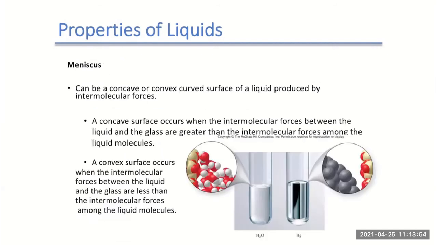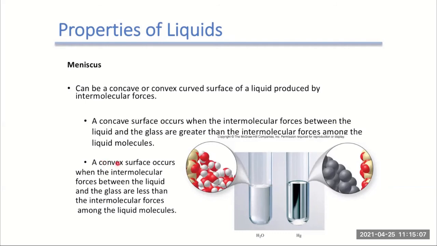And then looking at this meniscus. When we look at the meniscus, they can be two different shapes. Our meniscus can either be concave or convex, depending on the intermolecular forces. A concave surface occurs when the intermolecular forces between the liquid and the glass are greater than the intermolecular forces among the liquid molecules. So if we think about our water here, it makes a concave meniscus because it's a little bit higher on the sides than it is in the center. And that's because the intermolecular forces along the glass and the water here are stronger than just between the water molecules.